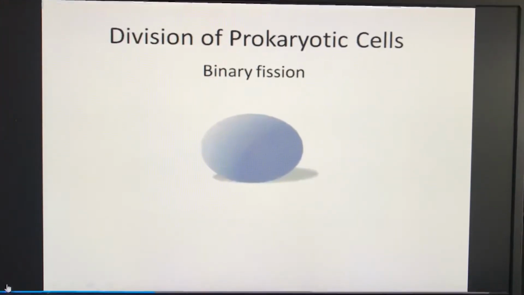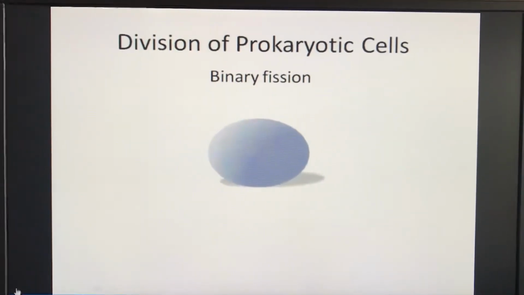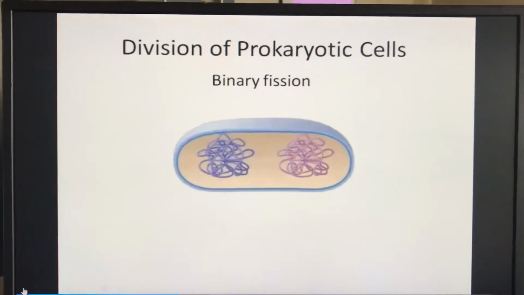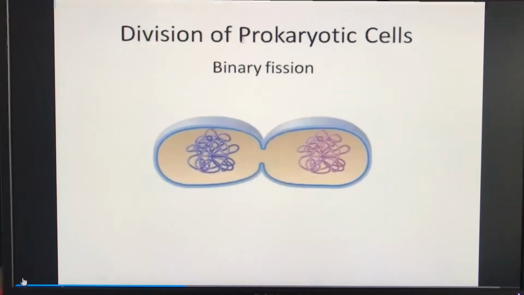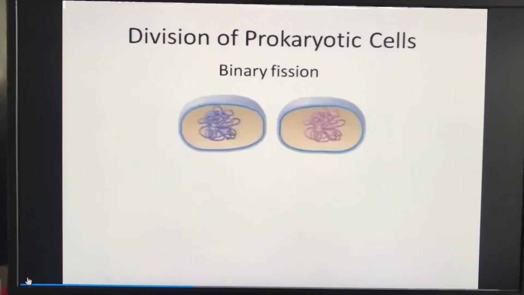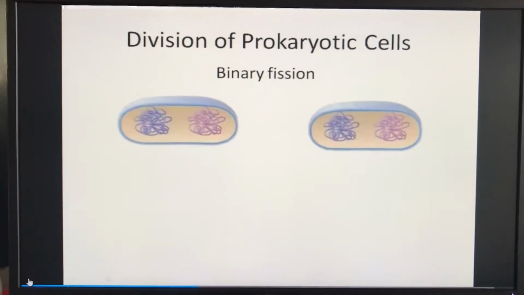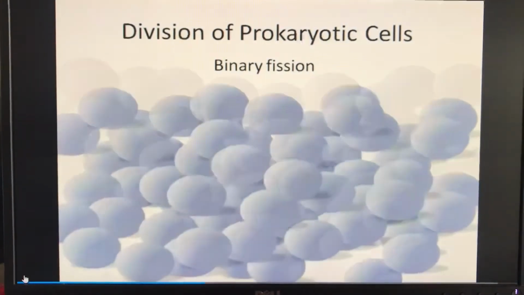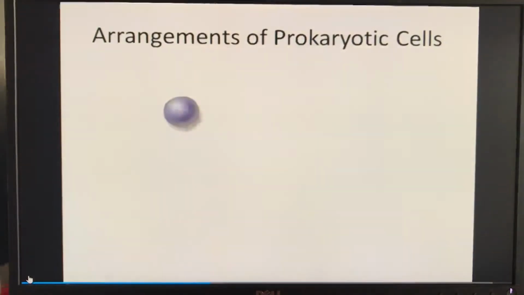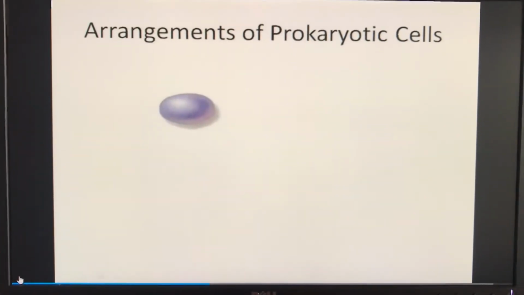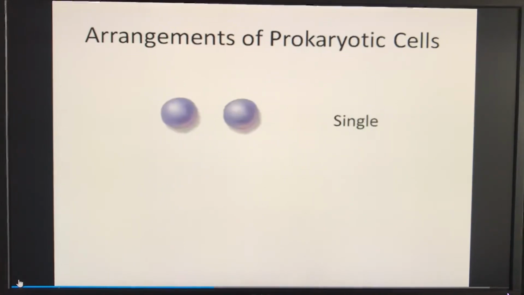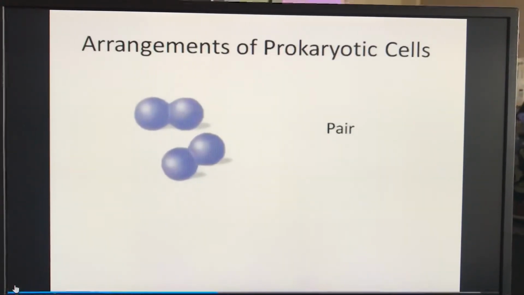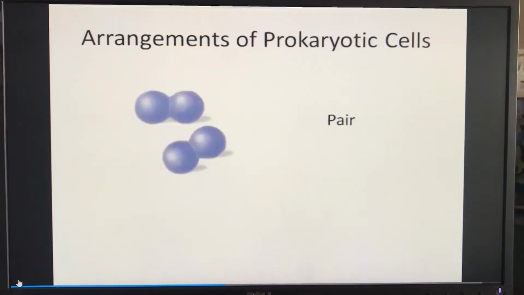Most prokaryotic cells divide by binary fission. Essentially, they replicate their DNA, grow to twice their original size, and then split into two equal halves. They grow and divide, grow and divide. If the two offspring separate from one another, then the cellular arrangement is single. In some species, the cells remain attached after cell division to form pairs.